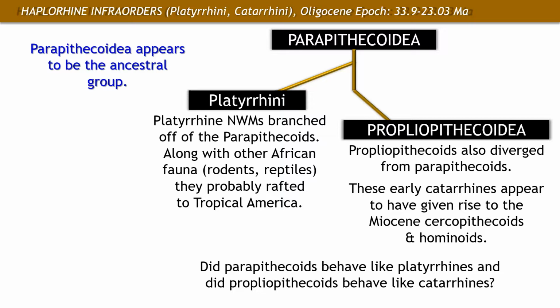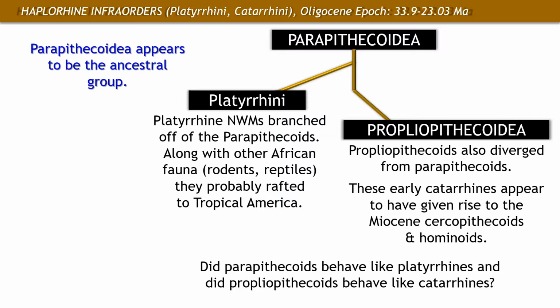The Parapithecoidea appears to be the ancestral group. The Parapithecoidea, with the dental formula 2-1-3-3, gave rise first to the Platyrrhini. Platyrrhine New World monkeys branched off of the Parapithecoids. Along with other African fauna, rodents and reptiles, for example, they probably rafted to tropical America. The Propliopithecoidea also diverged from Parapithecoids. These early catarrhines appear to have given rise to the Miocene Cercopithecoid Old World monkeys and hominoid apes.